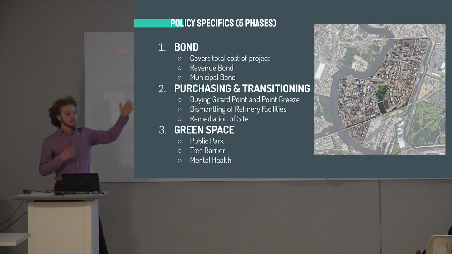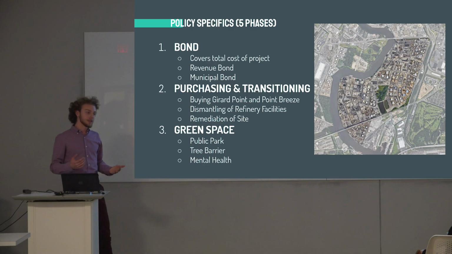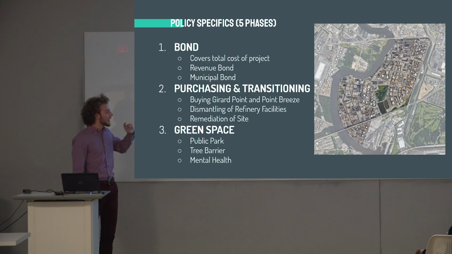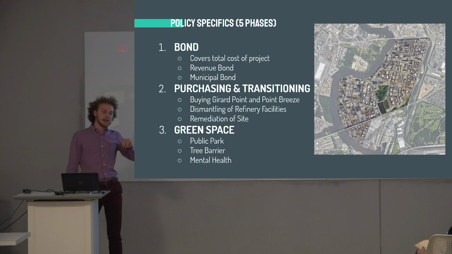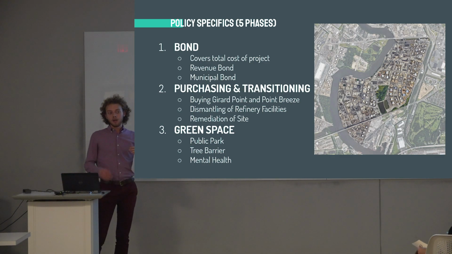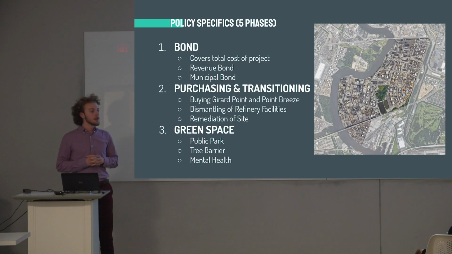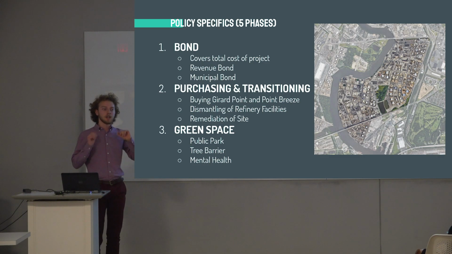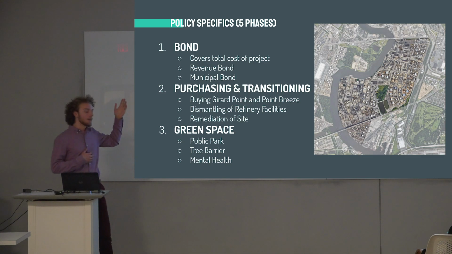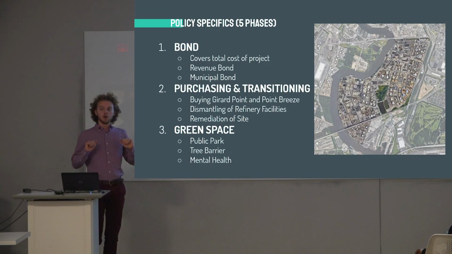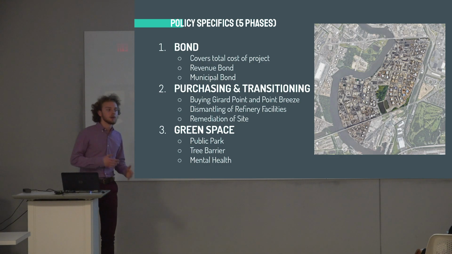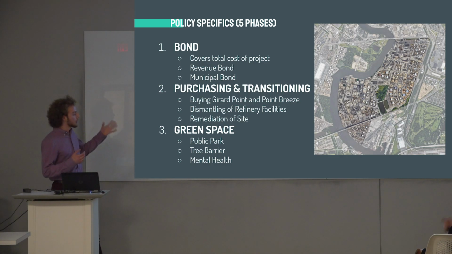And then this dismantling will need to happen, which could potentially be up to another $10 to $20 million. But then we have the remediation, and Sunoco and PES currently are supposed to be taking on a good portion of this responsibility, but there is a budget in this bond for $400 million that can go to helping the remediation of the site. After the remediation, the city will begin to design and build some green spaces.